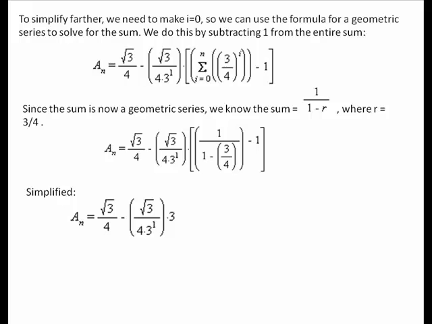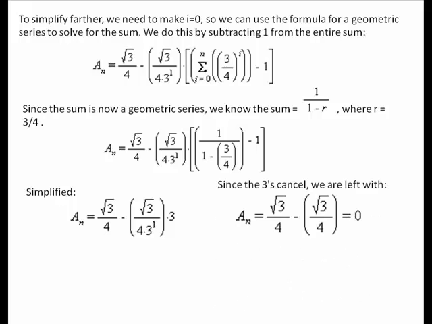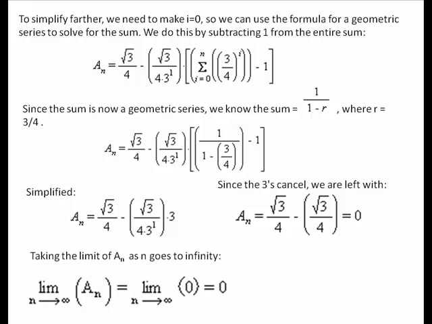Simplified, this is what we get for A_n. Since the 3's cancel out, we are left with the square root of 3 over 4 minus the square root of 3 over 4 equals 0. Taking the limit of 0 as n goes to infinity is 0.